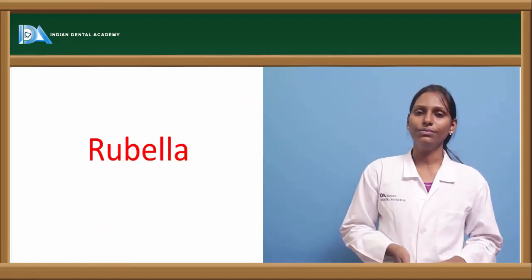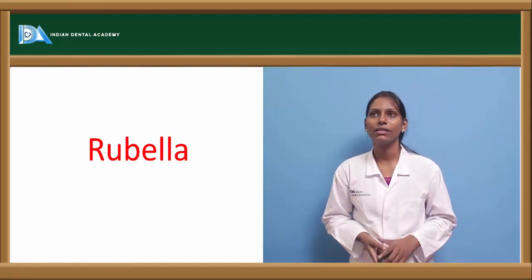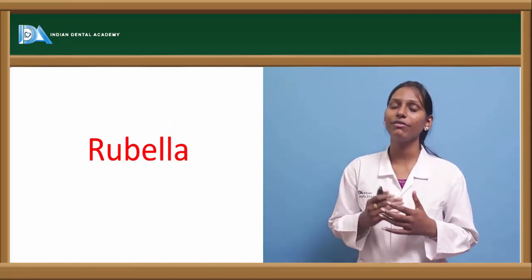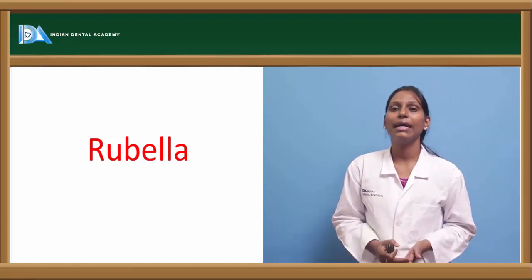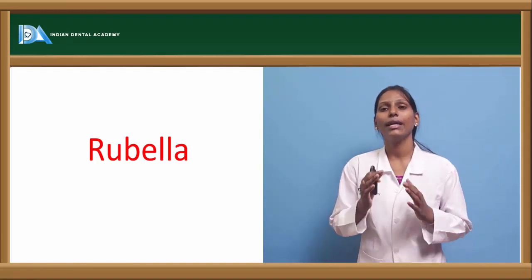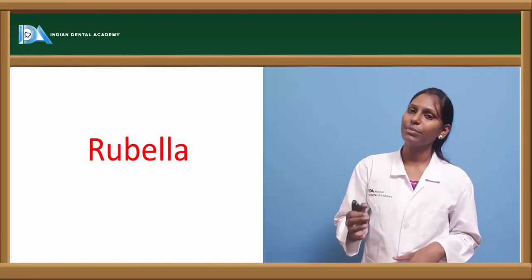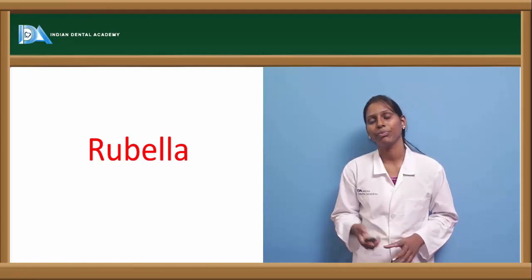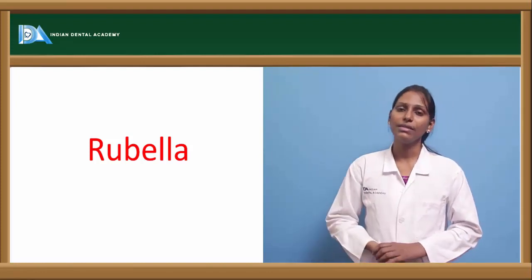Now coming to this, this is about malaria, the clinical features of malaria, different etiological agents, their pathophysiology, and how this can be treated and prevented. So this deals with malaria. Now let's go to the next topic, that is rubella.